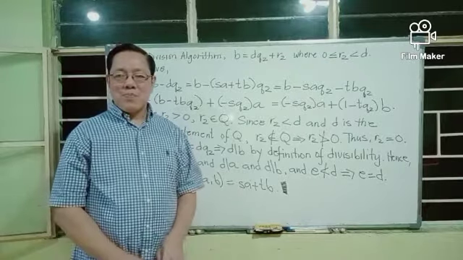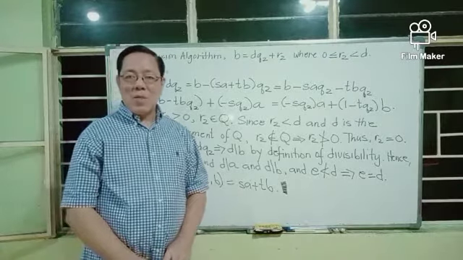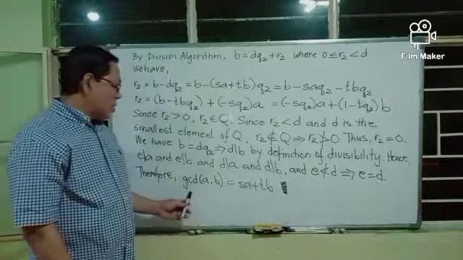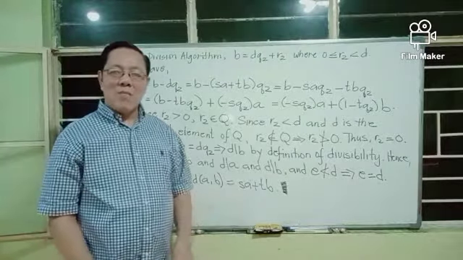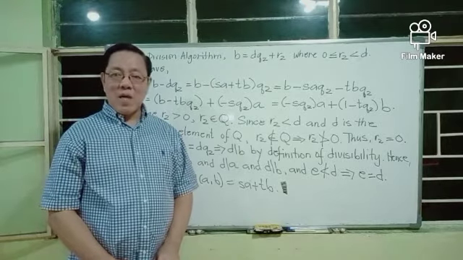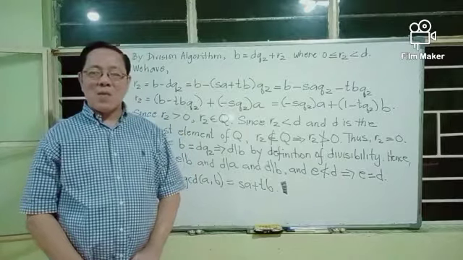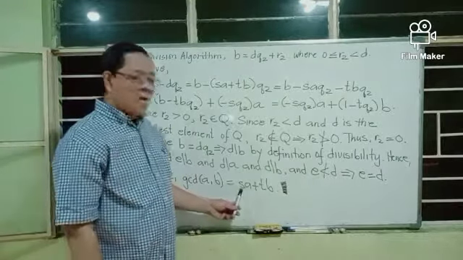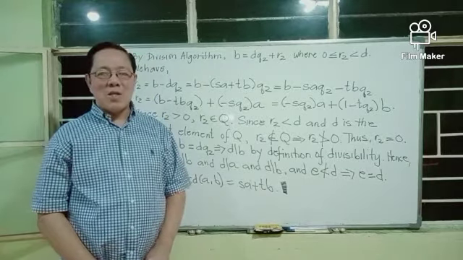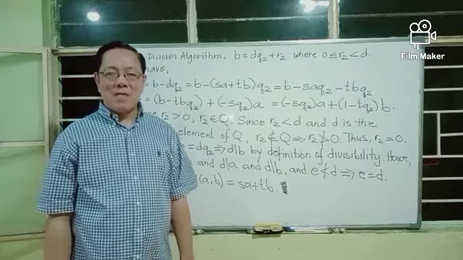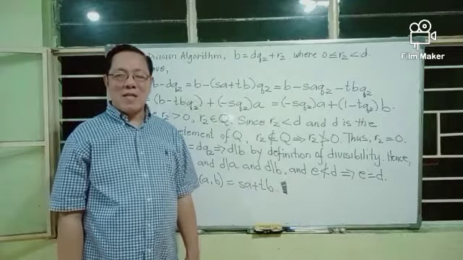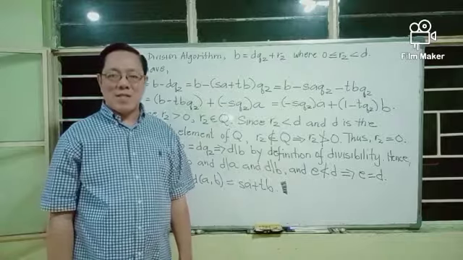Again, Bezout's lemma is an existence lemma, which means that it does not give us a procedure for finding the greatest common divisor of A and B. But this lemma was used by Blankenship to develop an algorithm for finding the greatest common divisor of A and B, as well as the integers S and T. And this method is called Blankenship's method. We now take some examples for applying the Blankenship's method to find the greatest common divisor of two integers.